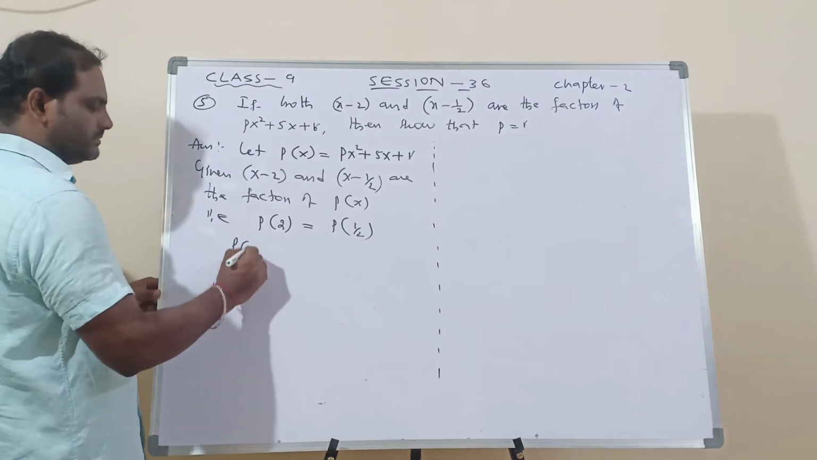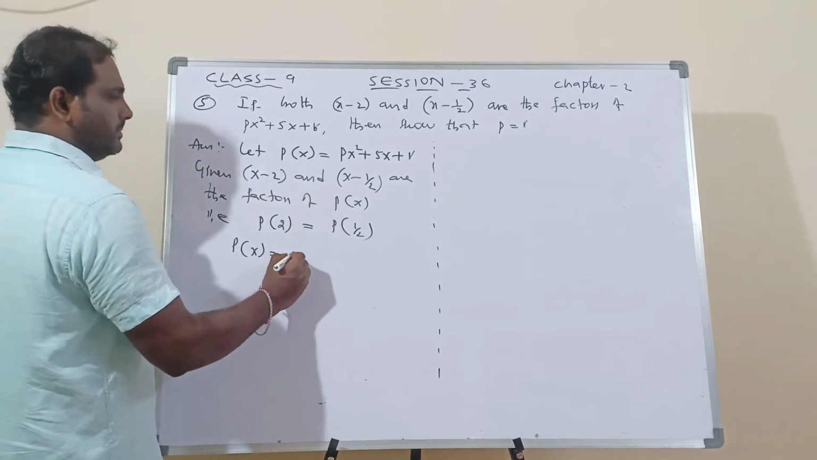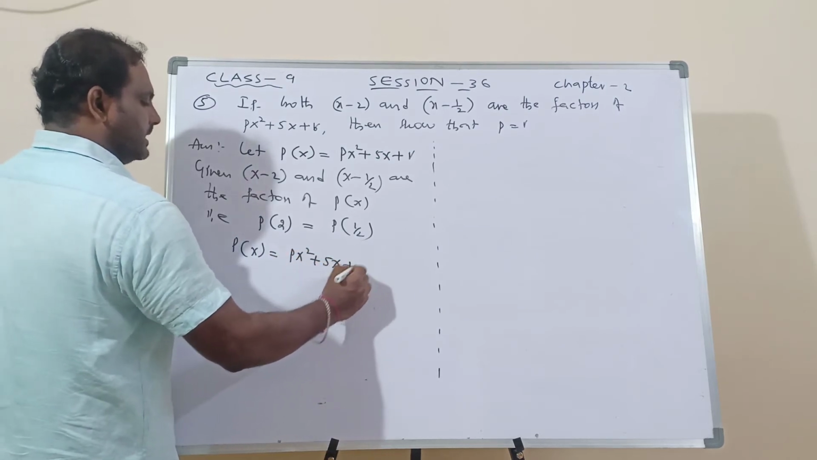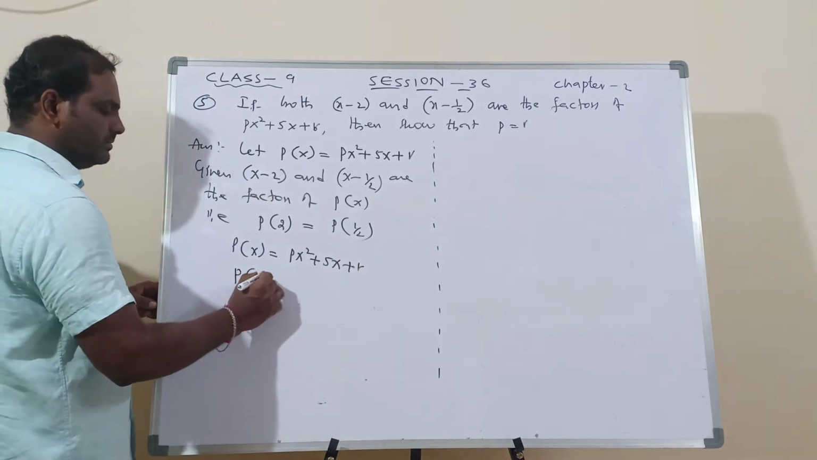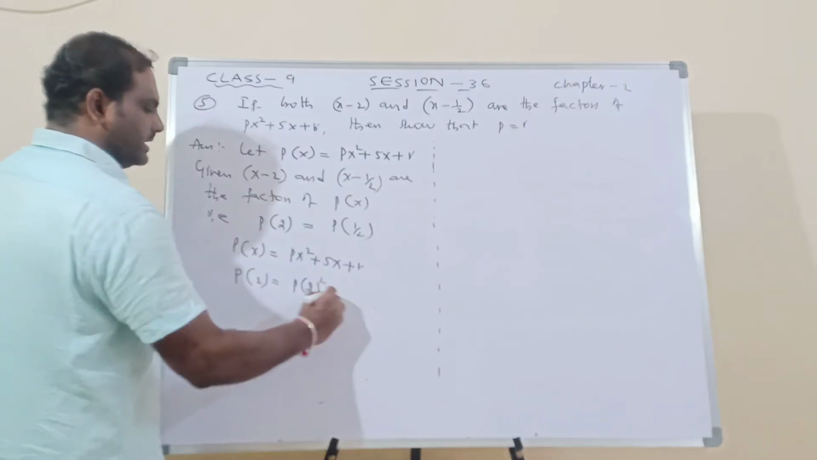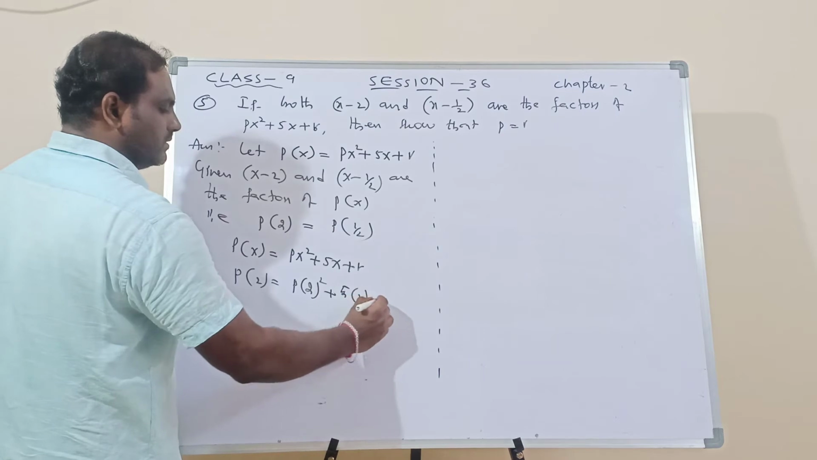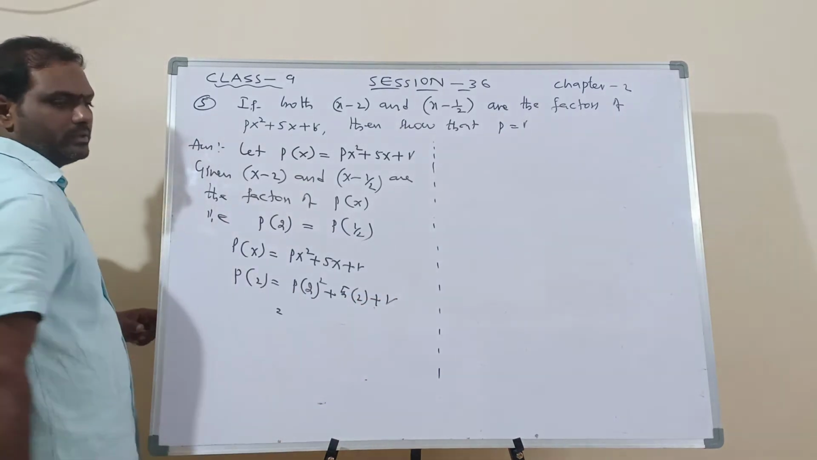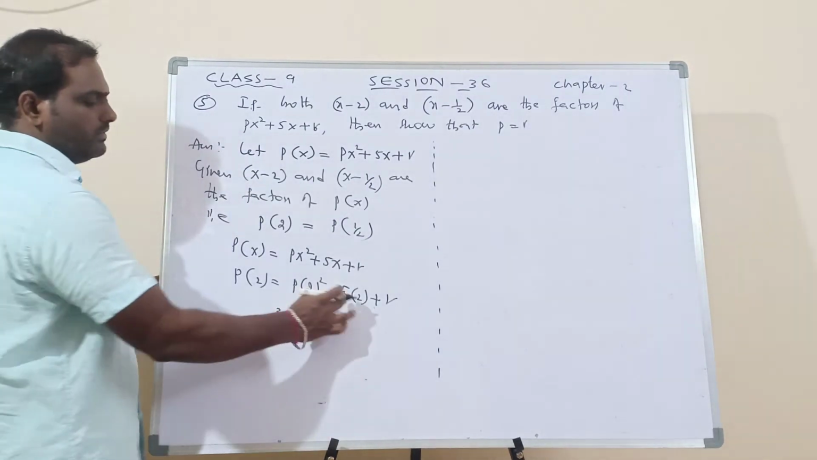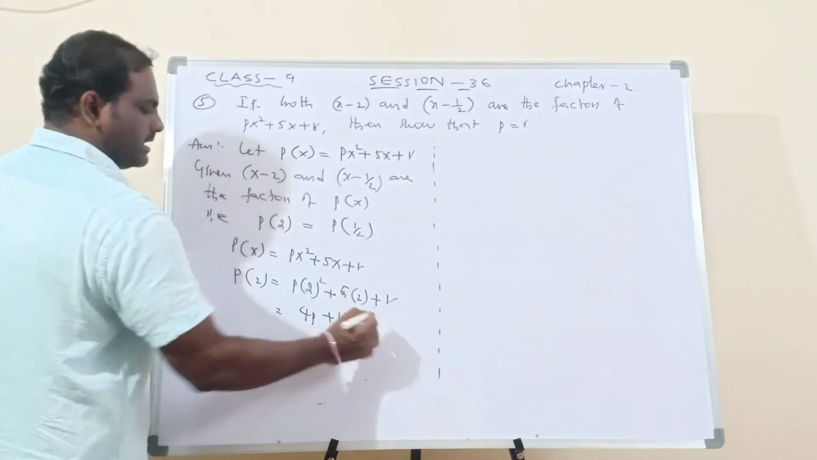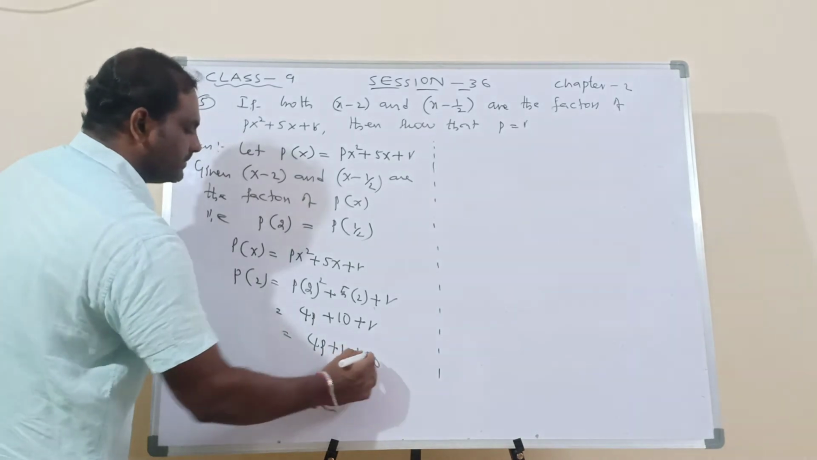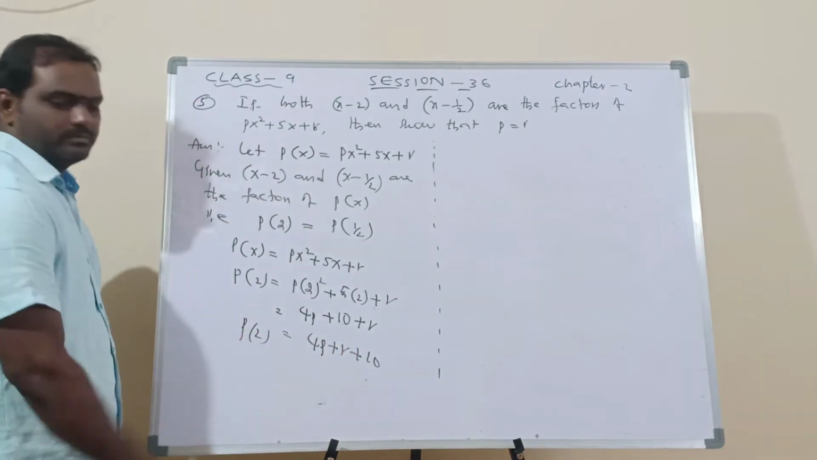So p of x, how much? px square plus 5x plus r. I want p of 2. What happens? P into 2 square plus 5 into 2 plus r. So what is p into 2 square? 2 square is 4. So I will get 4p plus 5 2s are 10 plus r. So I can write 4p plus r plus 10. This is p of 2.